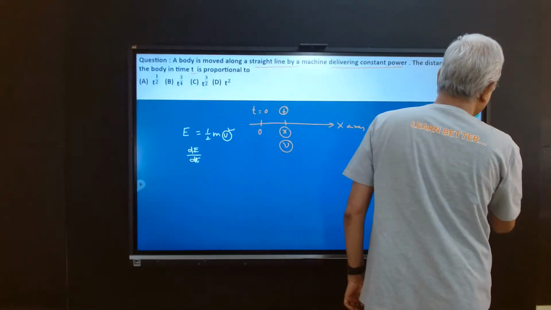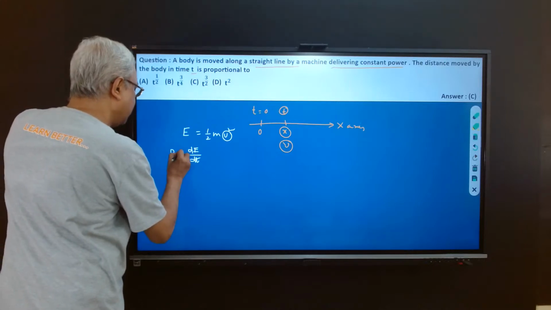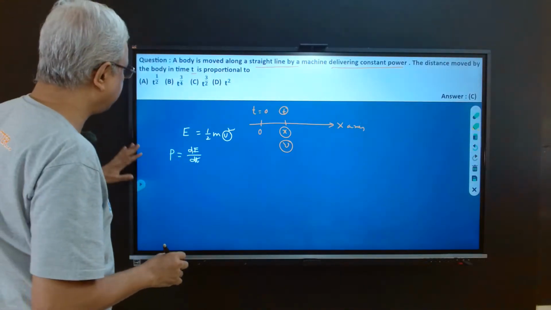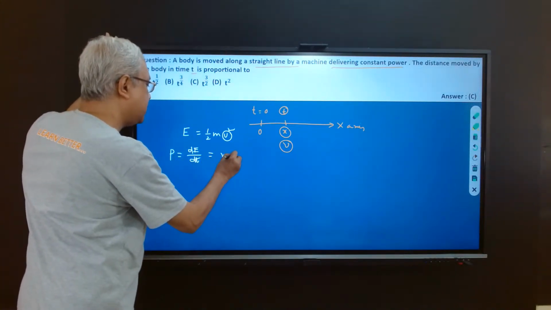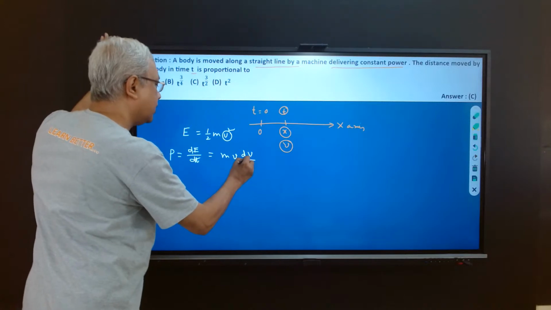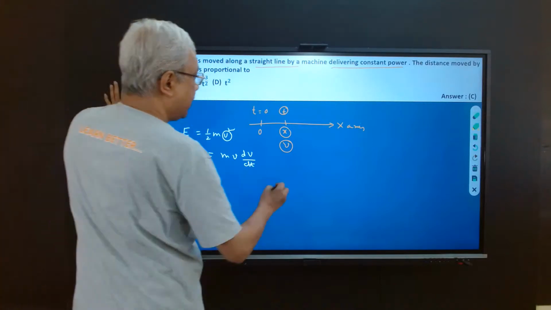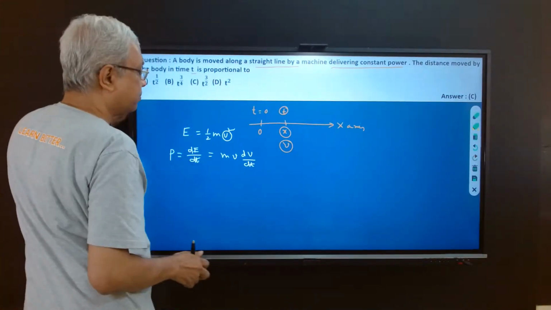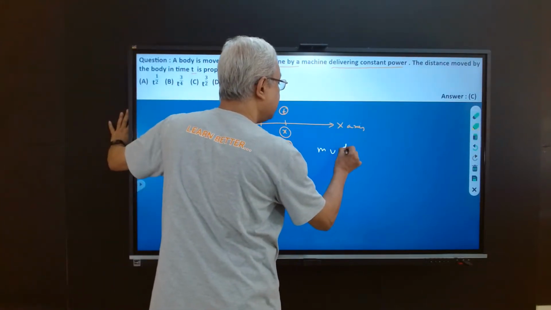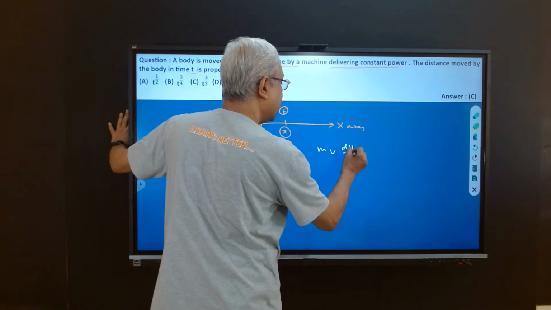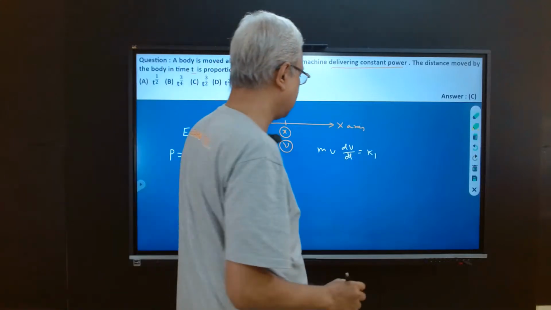Because of the machine it is gaining energy, and if we want to calculate the power delivered by the machine, it is nothing but P equal to dK/dt equal to mv dv/dt. Since the power delivered by the machine is constant, I can write m v dv/dt to be a constant k1. K1 is a constant.